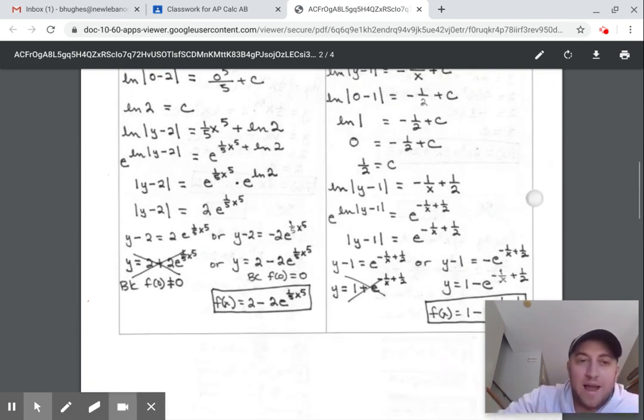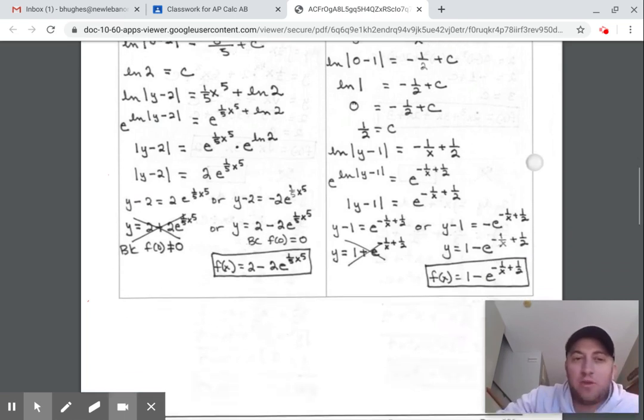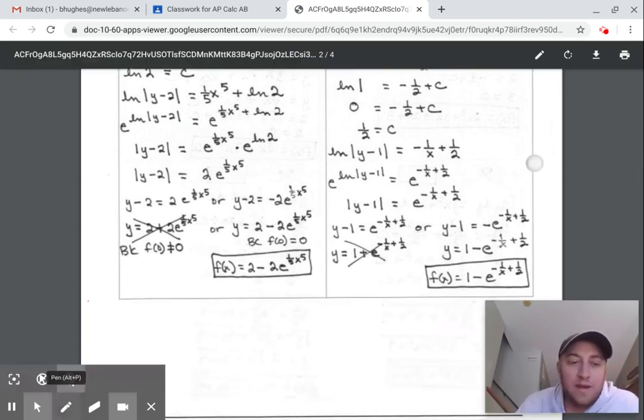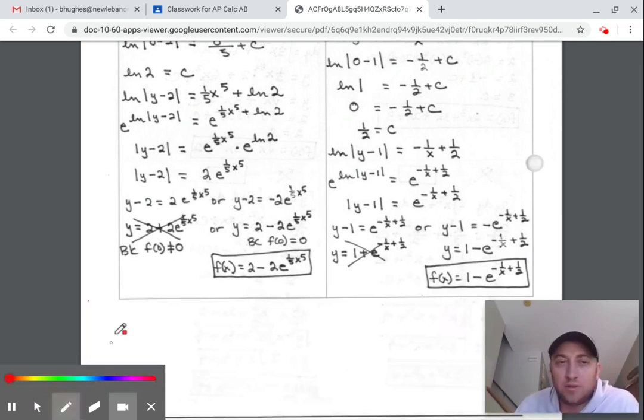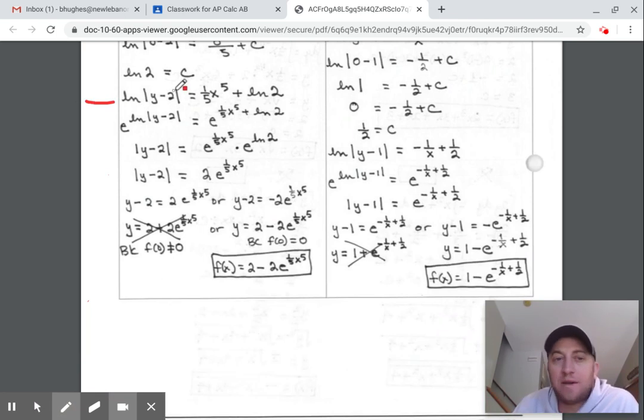All right, so moving down here. Now that I know the value of c, we need to find our particular solution. So we go back to here. The natural log of (y minus 2) is equal to 1/5 x to the 5th plus the natural log of 2. To solve this, we're going to have to exponentiate both sides. So we take e to both sides, and these two things would cancel out. So I have the absolute value of y minus 2 is equal to e to the (1/5 x to the 5th plus natural log of 2).